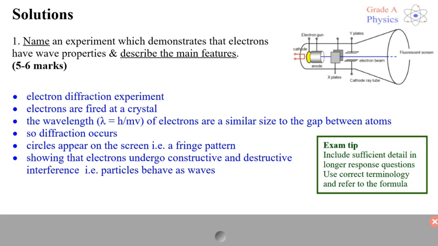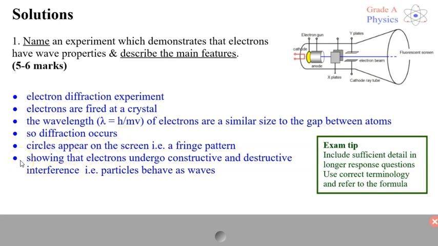Question 1, so this is a really important question you need for the exam. The name of it is the electron diffraction experiment. What's happening? Electrons are fired at a crystal or at a target. We could make reference to the de Broglie formula. The wavelength of the electrons is a similar size to the gap between the atoms. So diffraction takes place. What do we observe?